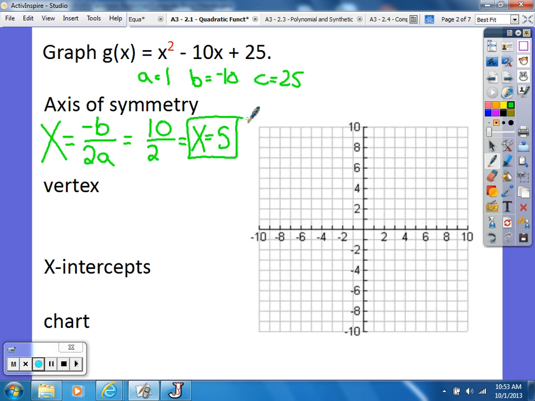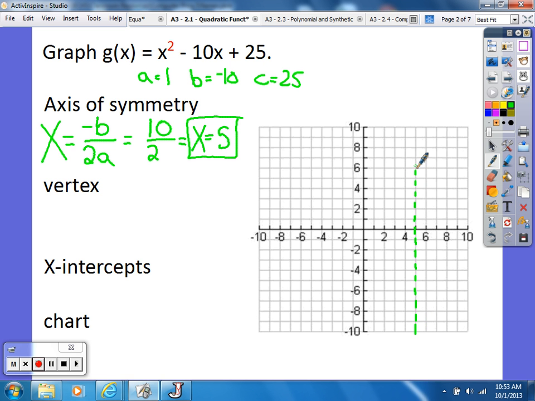Correct? Now notice I wrote x equals 5. I didn't just write 5. If you just write 5, I'm going to assume it's 5 cows. But the axis of symmetry is a line. A line at x equals 5. So I'm going to draw my x equals 5 line here.